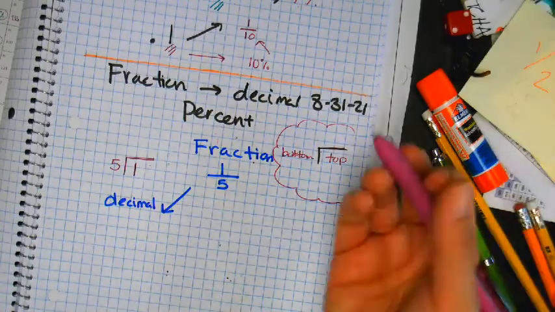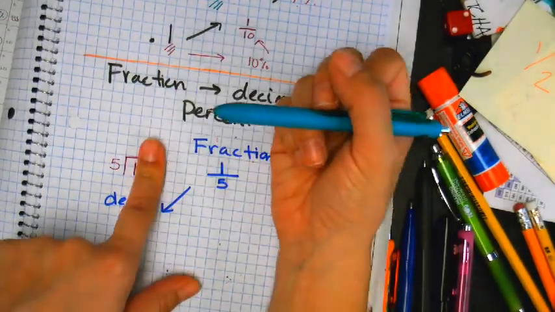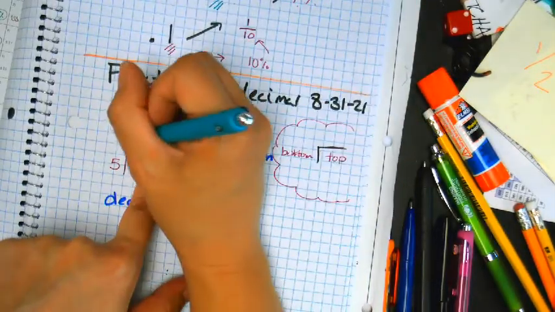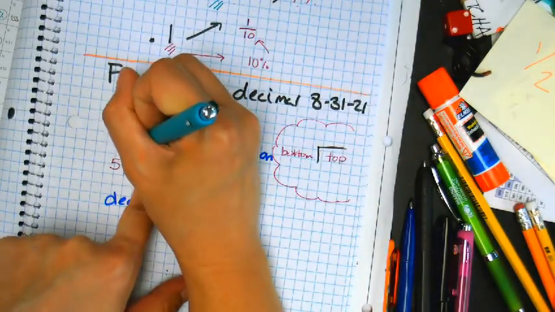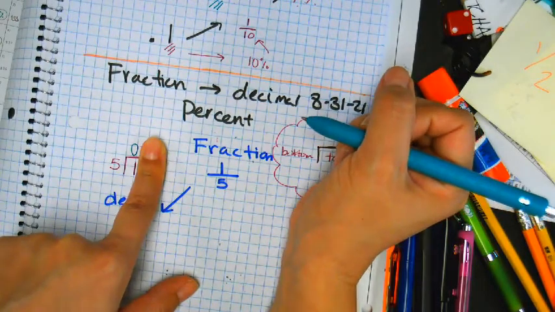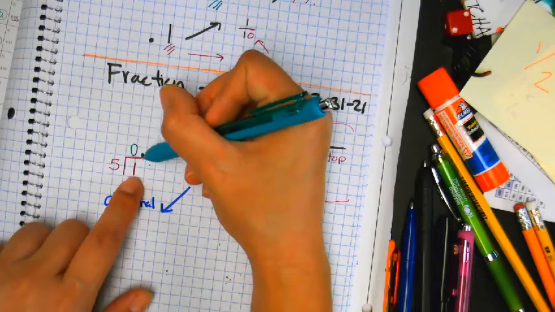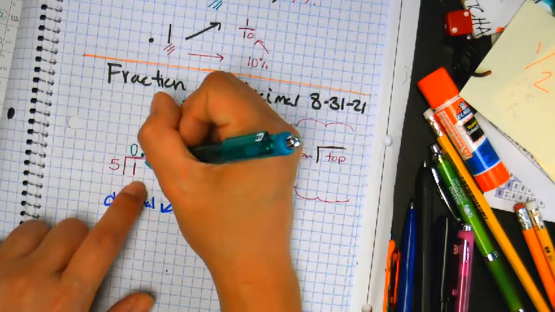All right. So, does 5 go into 1? No. So we're going to put a 0 on top of the 1. Then you're going to add a decimal behind the 1. You see how it's kind of behind it? And then another 0.